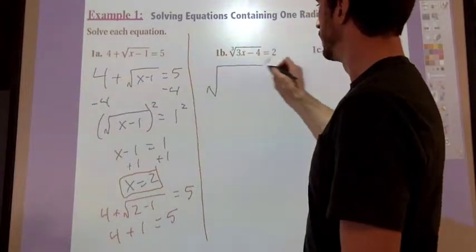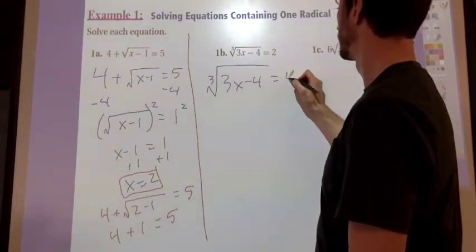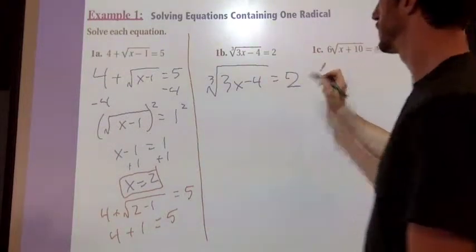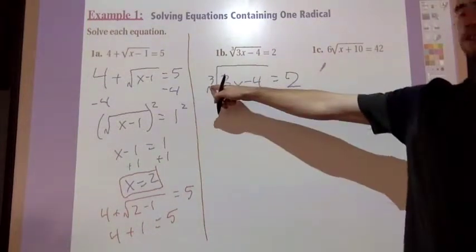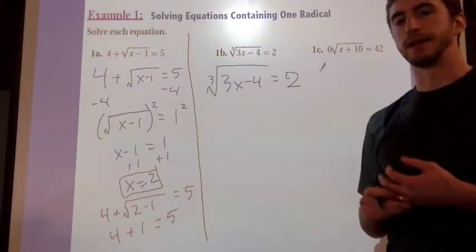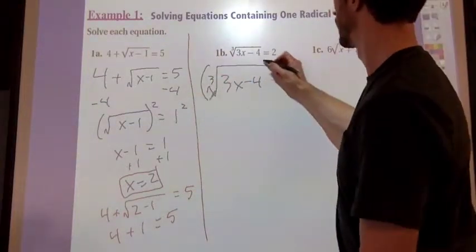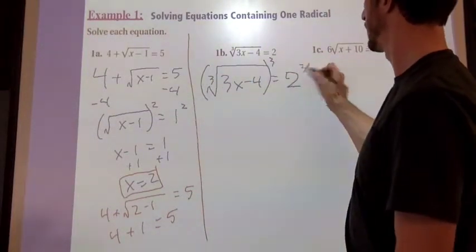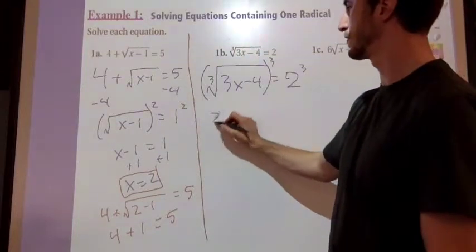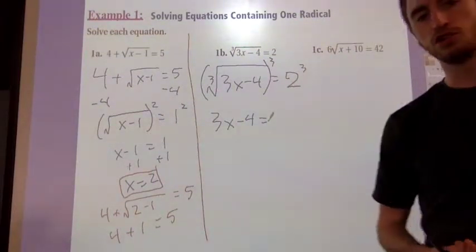Okay, this one, I'll rewrite it. We've got the cube root of 3x minus 4 equals, what does it equal? It equals 2. So since it's the cube root, there's nothing outside of the radical that I have to worry about. I can go ahead and get rid of it right off the bat by cubing both sides. So I'm going to take both sides and raise it to the power of 3, and that'll get rid of this radical. So now I have 3x minus 4 equals 2 cubed.